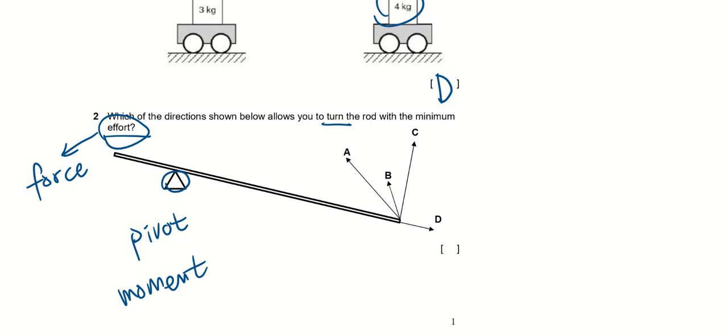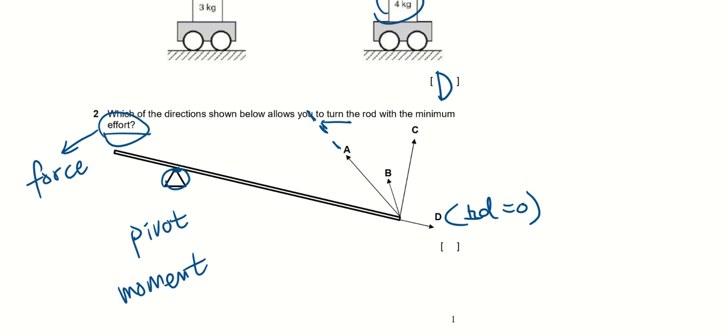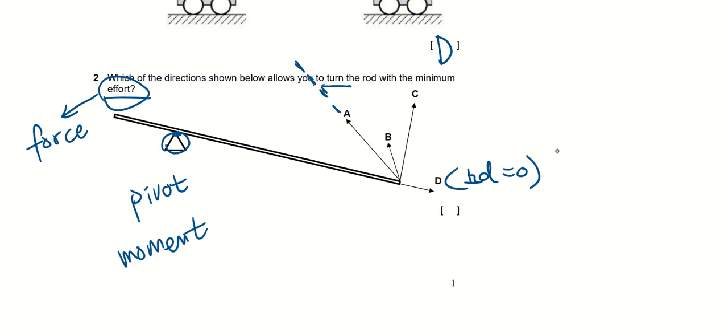Okay, let's look at D first. The line of action of the force of D actually passes through the pivot. So for D, the perpendicular distance is 0. Okay, how about A? For A, we need to actually draw the line of action of the force. So for A, it will be this way. So you have to extend the force.